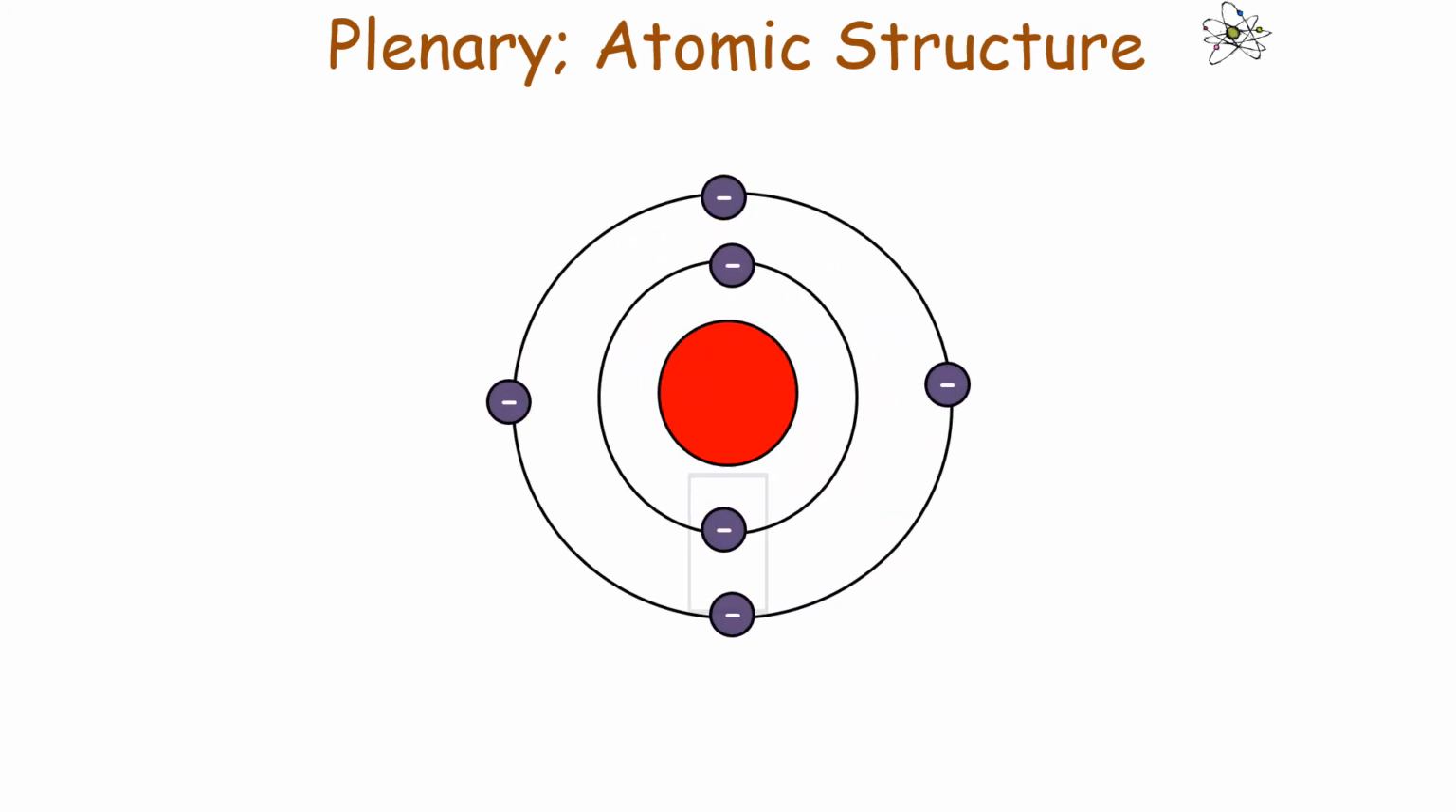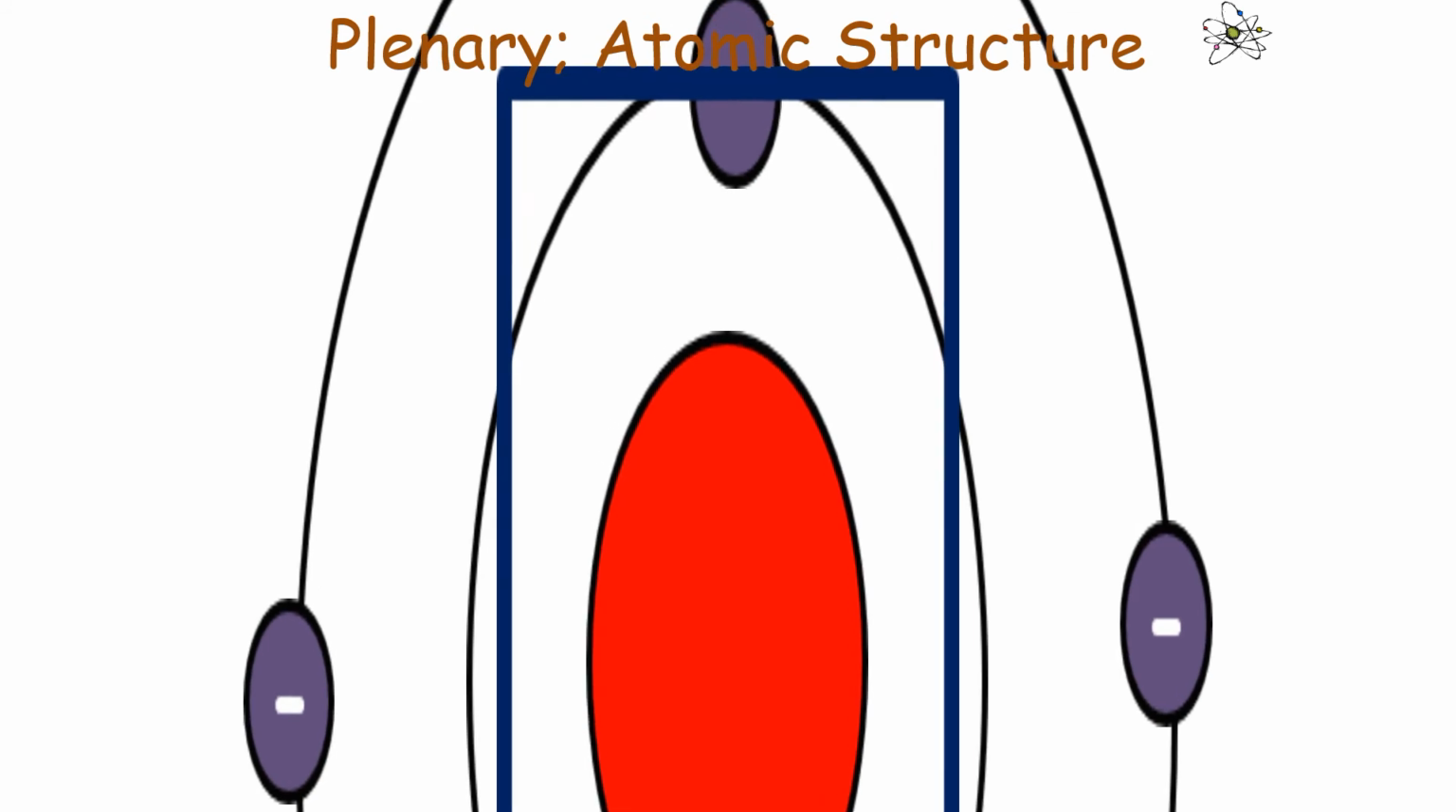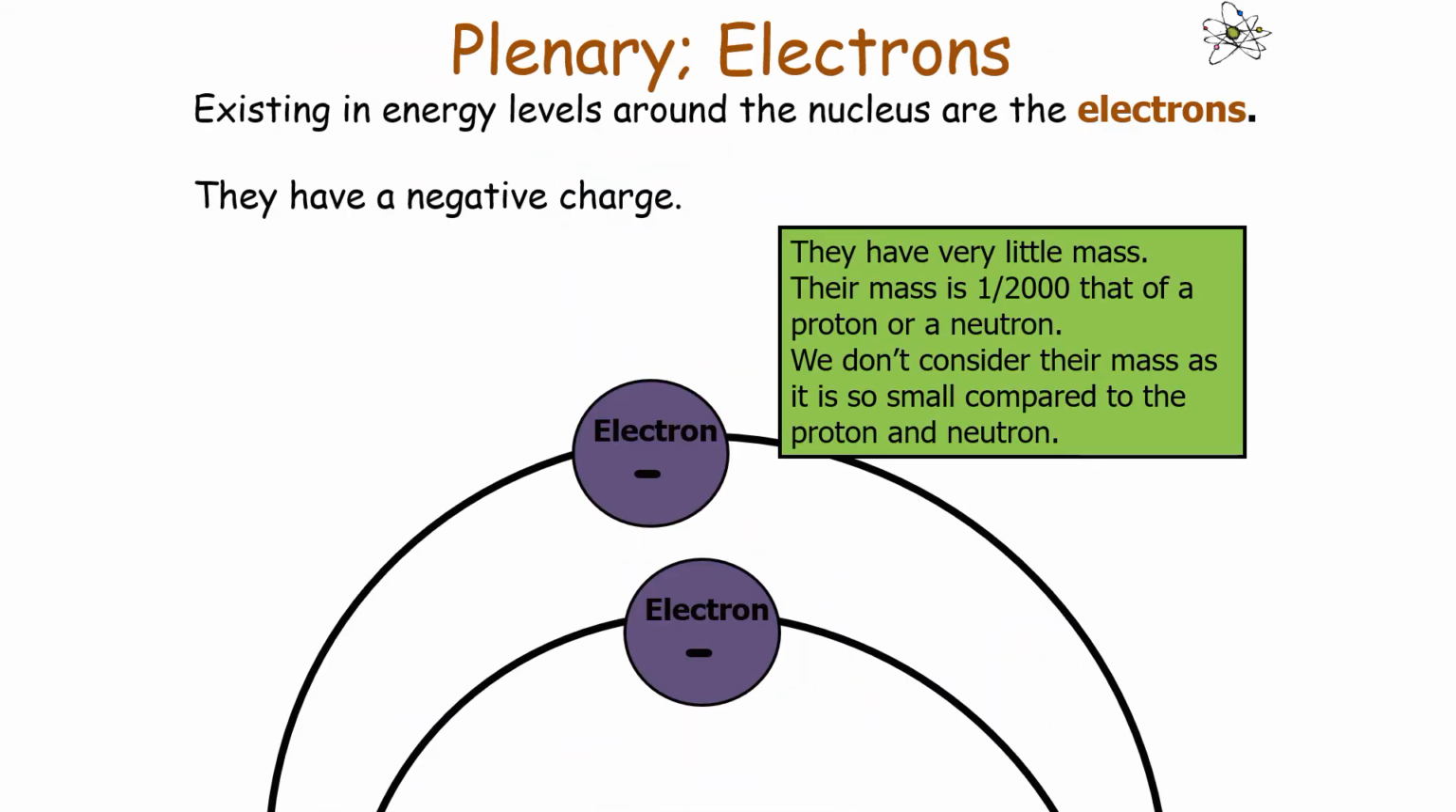Now in addition to this, when we have our atom here, we've also got our electrons present in energy levels around the nucleus, like this. Each electron has a negative charge. They have very little mass, 1/2000th of a proton or a neutron, but we don't consider their mass as it's so small compared to the proton and the neutron.